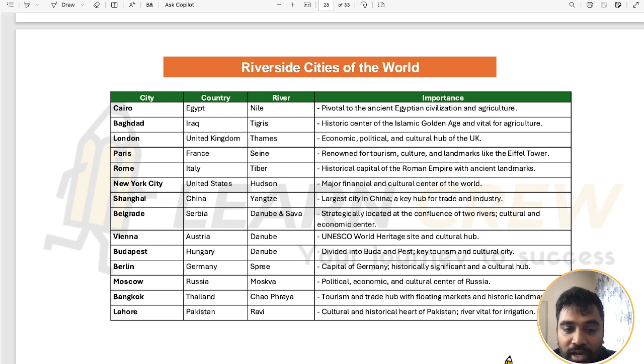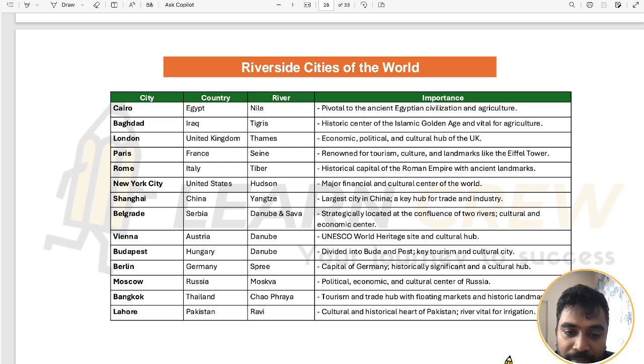Next, we are having Moscow, the city Moscow. See, it is easy to remember this. Moscow, Moscow. The capital of Russia is Moscow, and Moscow is the river associated with it. It is the economic heart connecting the key areas in Russia.